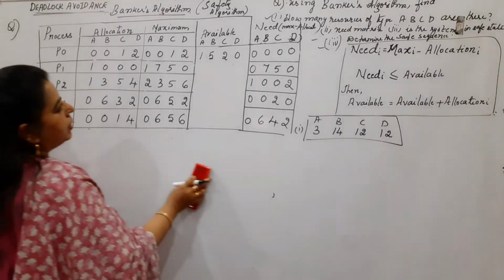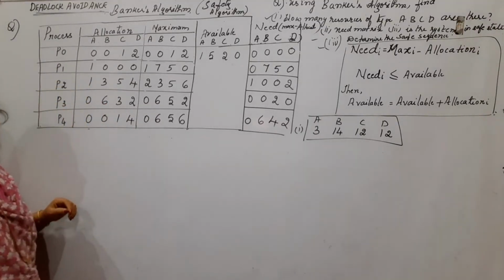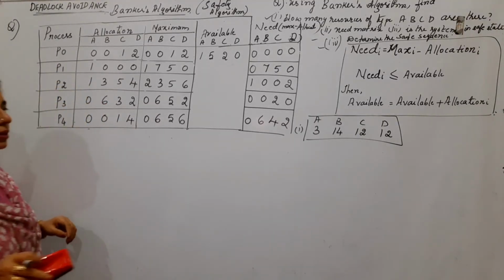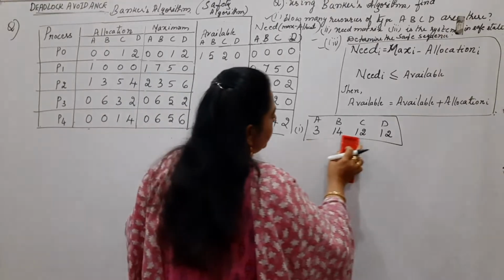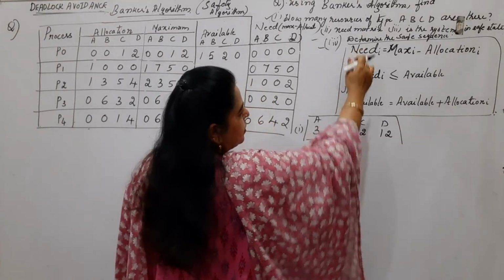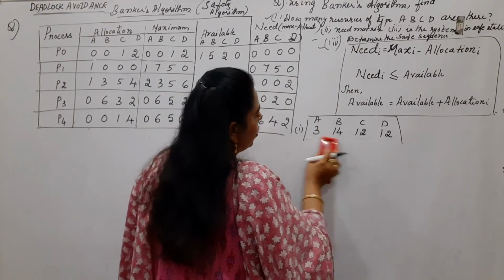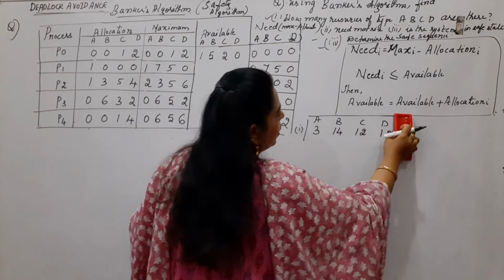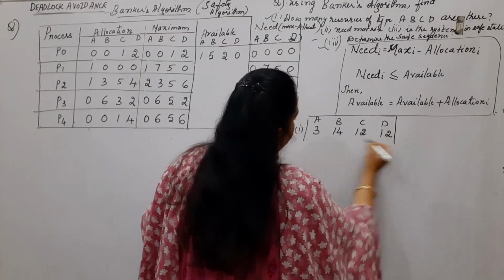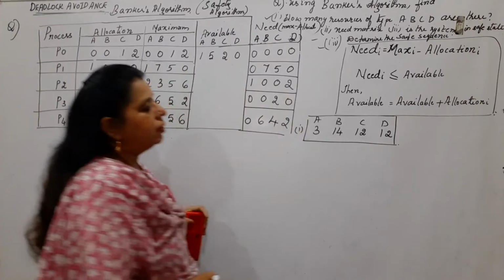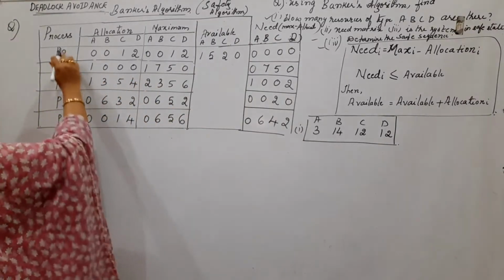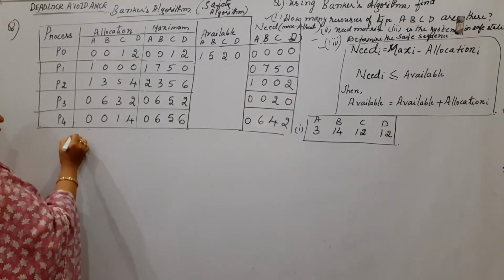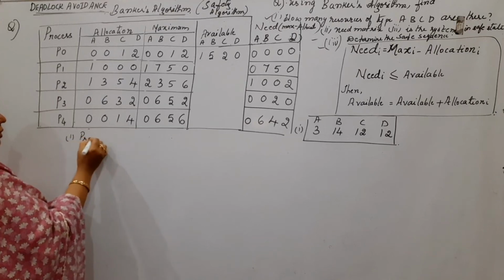Next part in the question is: is the system in the safe state? How to check whether the system is in the safe state or not? You need to use these steps here, which I have mentioned. These steps are a part of the safety algorithm. So start working one by one with the process P naught. This is what we have started also. Now for process P naught, let us see.